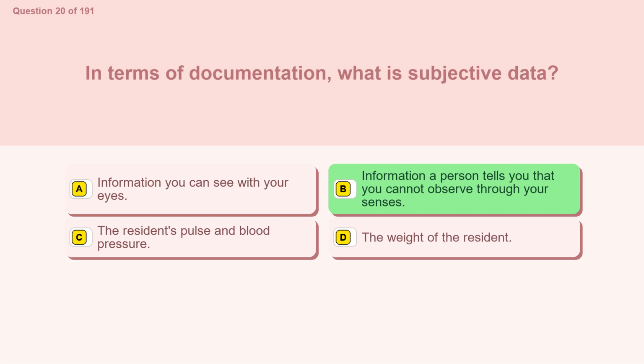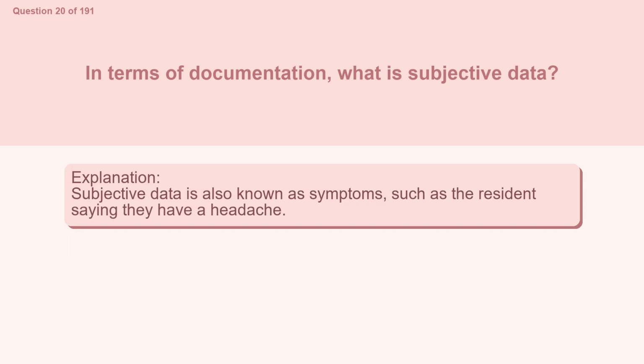The correct answer is option B. Information a person tells you that you cannot observe through your senses. Subjective data is also known as symptoms, such as the resident saying they have a headache.